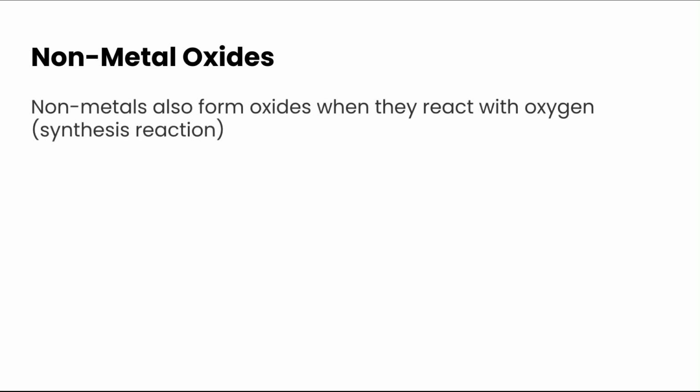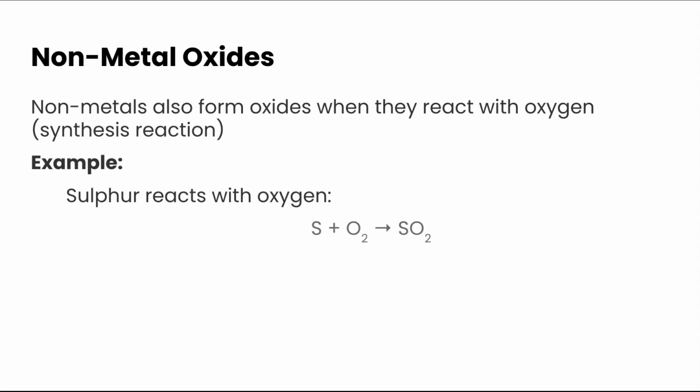Non-metal oxides are formed when non-metals react with oxygen. And so again, this is a type of synthesis reaction, although you could also consider it to be combustion. An example of a non-metal forming a non-metal oxide would be sulfur reacting with oxygen. We can create products here that could have multiple different valence states for the sulfur, but we're just going to focus on one here. So we're going to keep it really simple and just say sulfur reacting with oxygen is going to make sulfur dioxide.